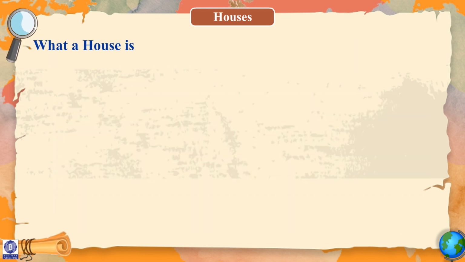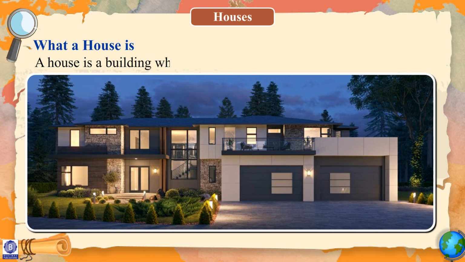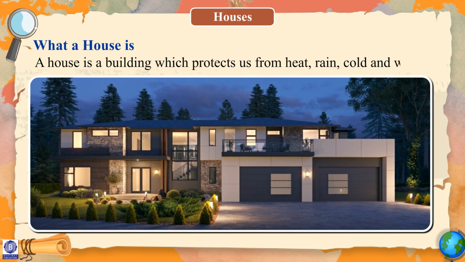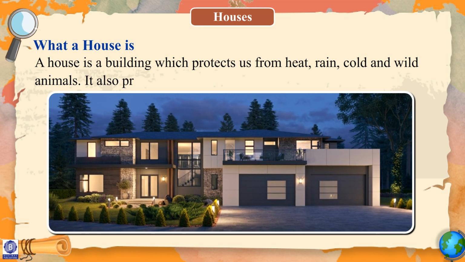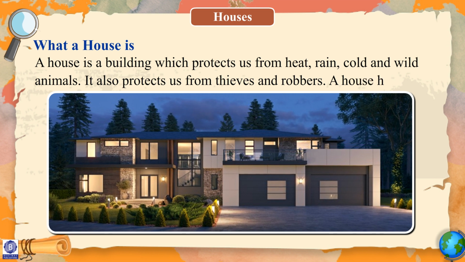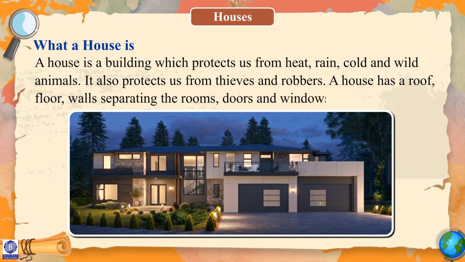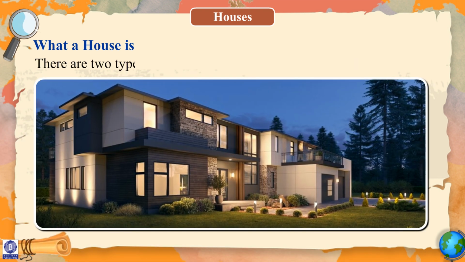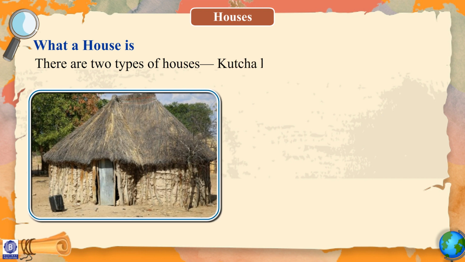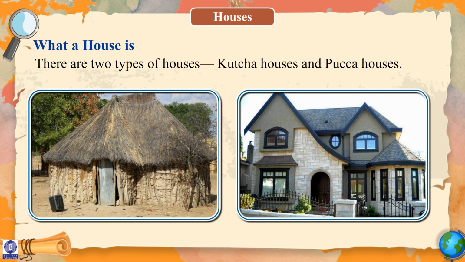What is a house? A house is a building which protects us from heat, rain, cold, and wild animals. It also protects us from thieves and robbers. A house has a roof, floor, walls separating the rooms, doors, and windows. There are two types of houses: Kacha houses and Pakka houses.